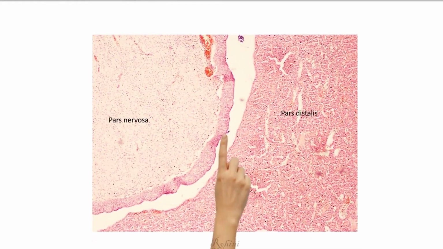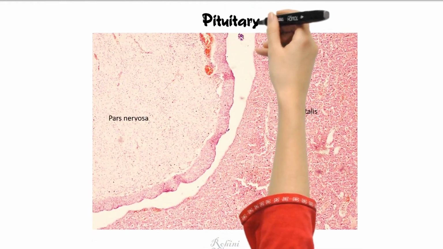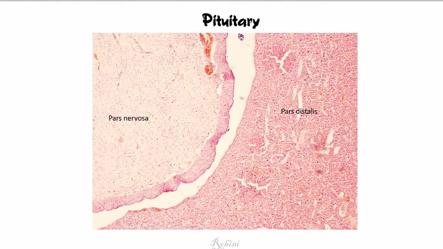The cleft seen between the pars nervosa and pars distalis is a key to identify this slide. In the pars nervosa we have nerve fibers and Herring bodies. While in the pars distalis we see the different types of cells, chromophobes and chromophils, arranged in clusters.